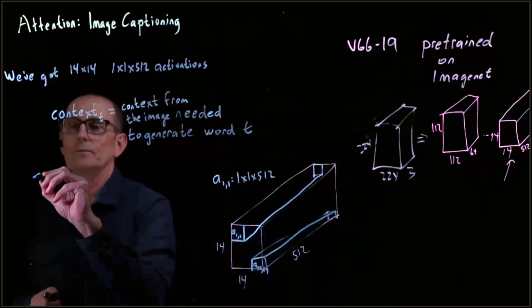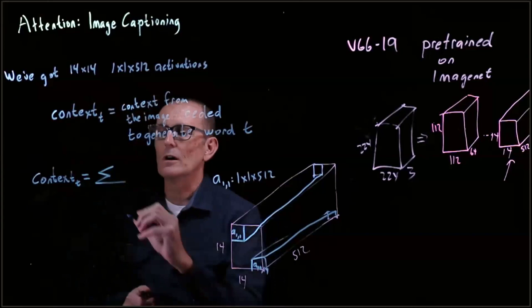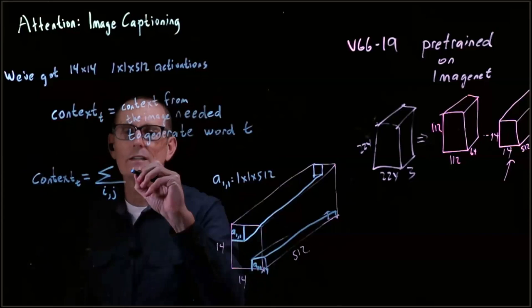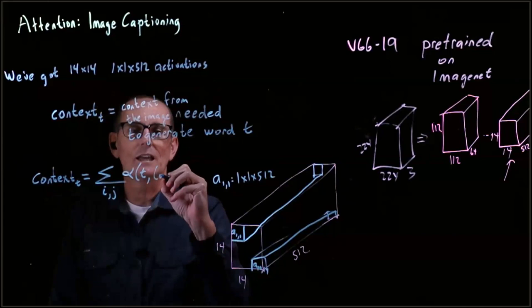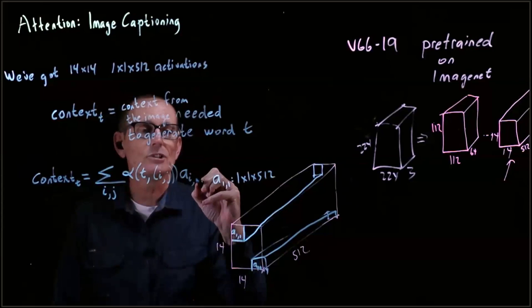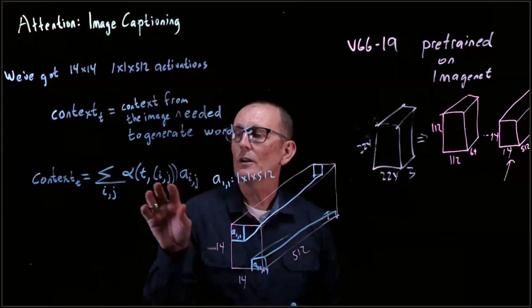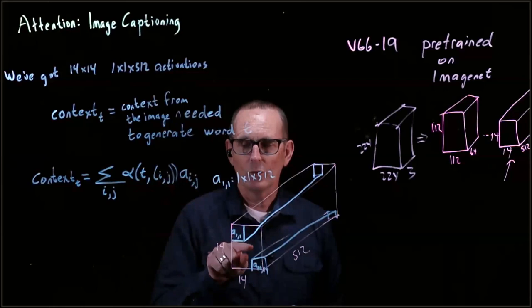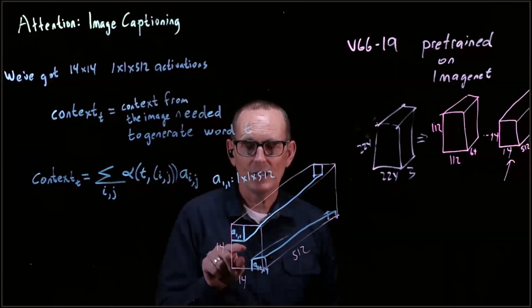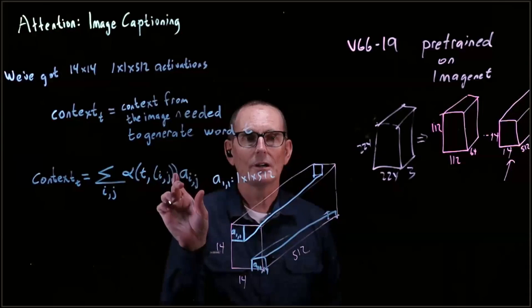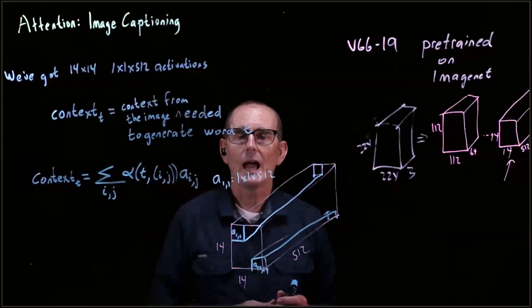And the contexts are just going to be a weighted sum over all i and j in the 14 by 14. We're going to look at the weighting alpha for t and i,j, and we're going to multiply that by A sub i,j. A sub i,j is this 1 by 1 by 512, and we're going to do weighted sums of all these 1 by 1 by 512s. So if we have high weights for things in the middle, and this was a bird image and the bird is in the middle, then we're going to be getting mostly bird activation here and much less of other types of activations. Does this make sense so far? How this gives us this spatial context.